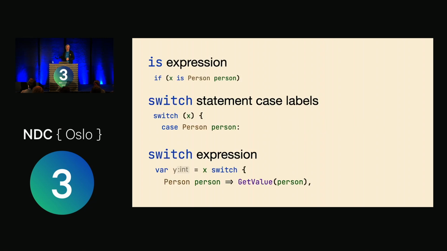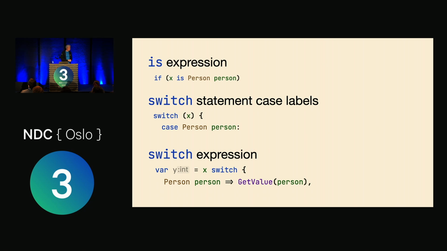And in C#, we've got 3 places we can use it. We can use it in an is expression, which we should all probably be familiar with. If statement's there. If x is person, we're testing to see whether it is a person. And if it is, then we're going to assign that value to the person variable, which is going to be of type person. We can also use it in the switch statement case labels. So exactly the same thing there. Switching on x, case person. So if it's a type person, we can assign it to the person variable and do something.